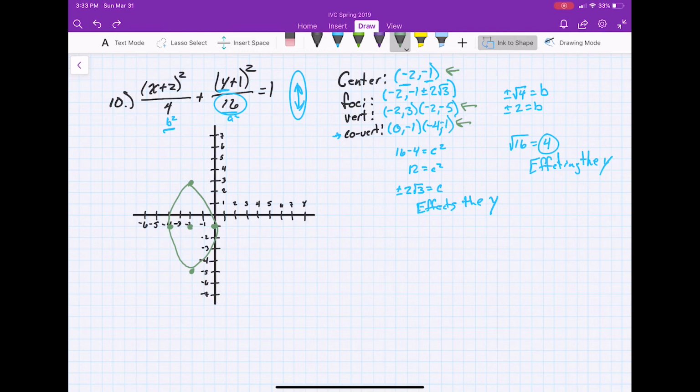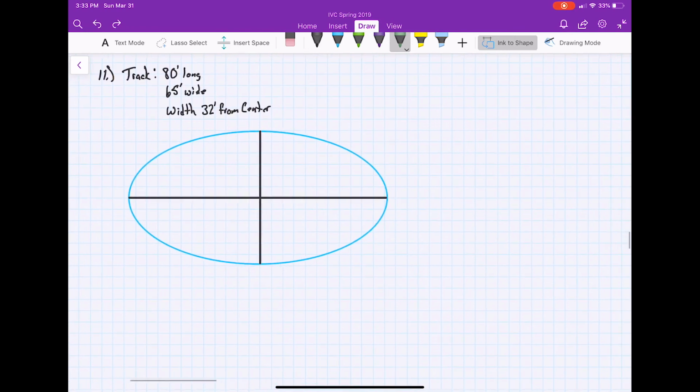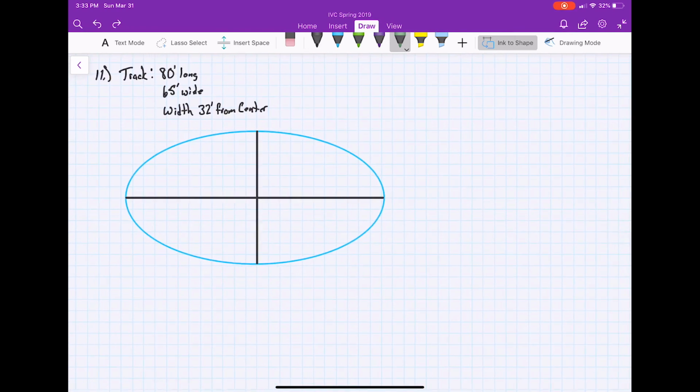All right. Move on to number 11. What does that say? Something about a racetrack here. It is in the shape of an ellipse, 80 feet long, 60 feet wide. What is the width at 32 feet from the center?